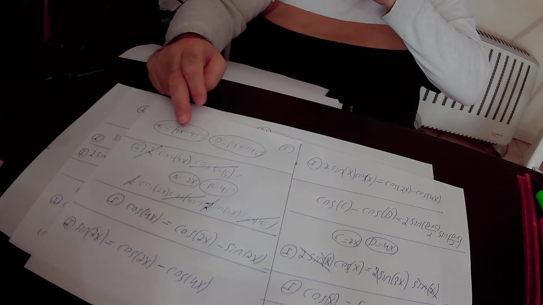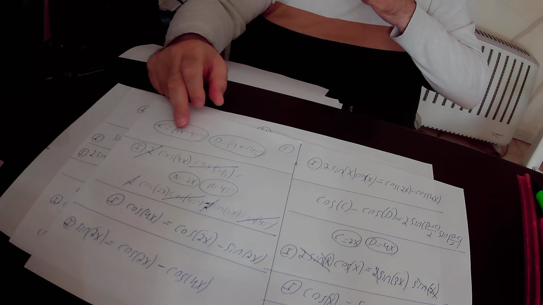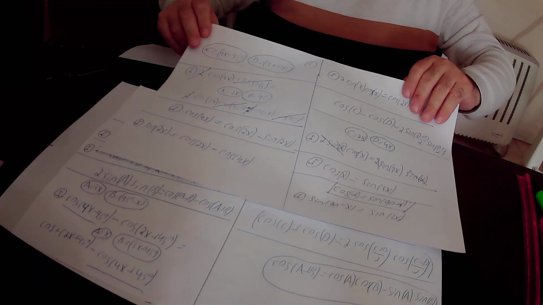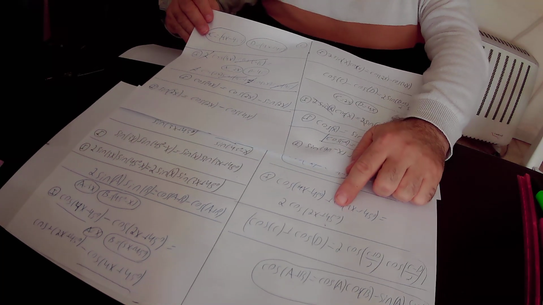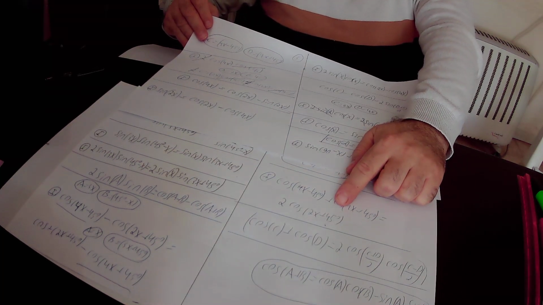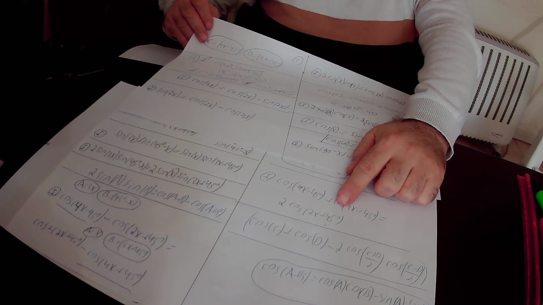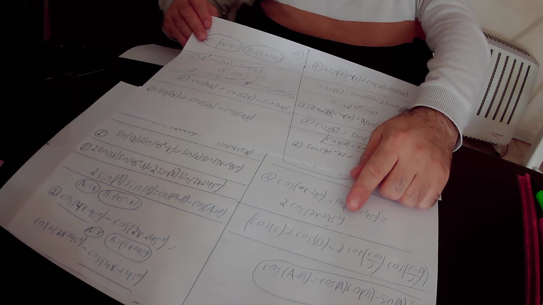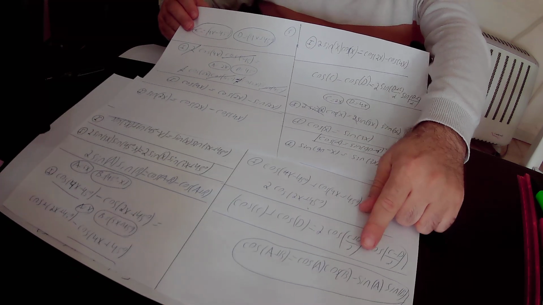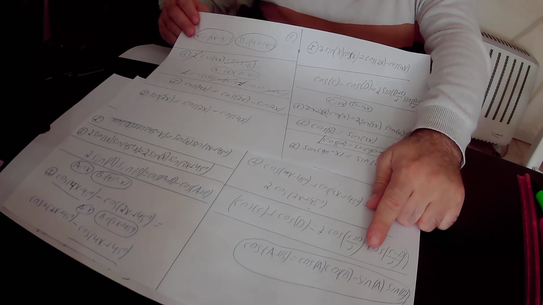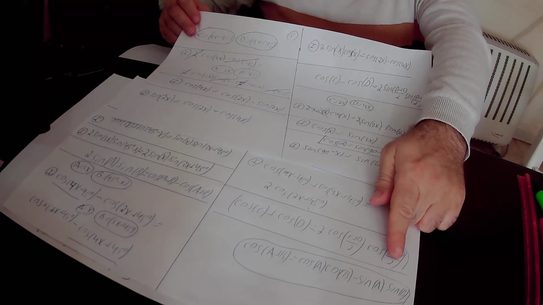Okay, and then we treated the 2 cosine 2x plus 45 degrees according to the trigonometric identity that cosine A plus B equals cosine A cosine B minus sine A sine B.